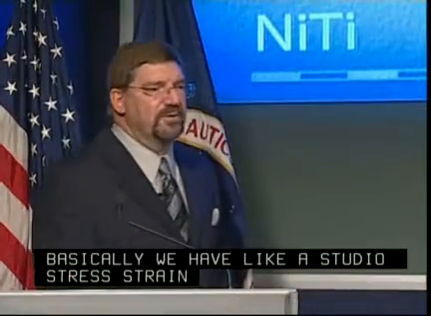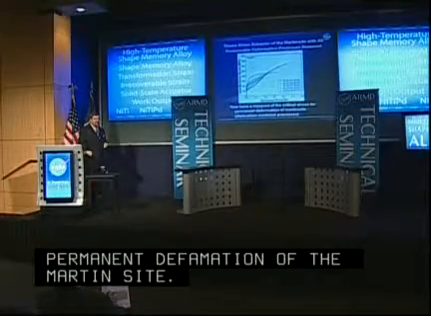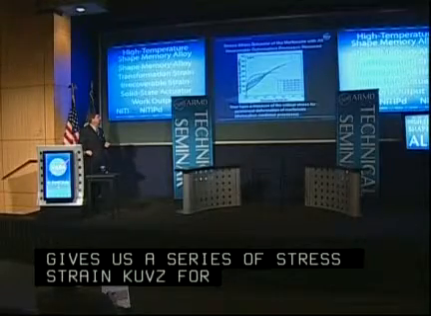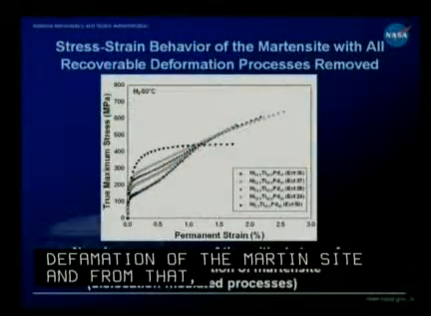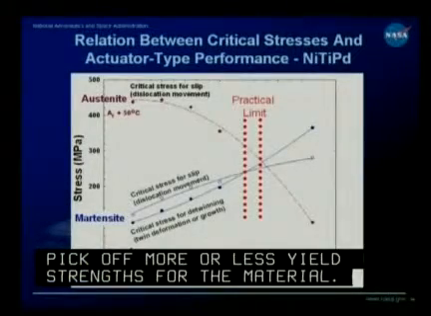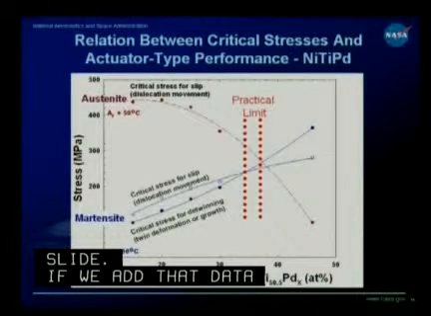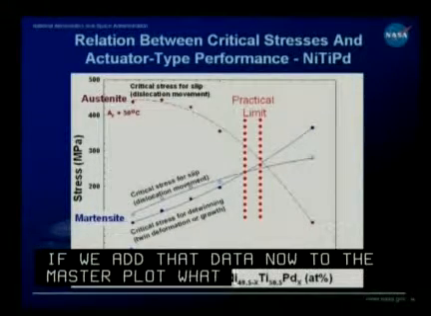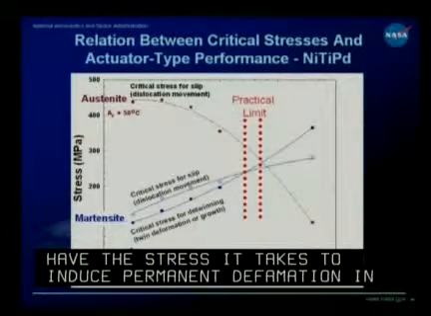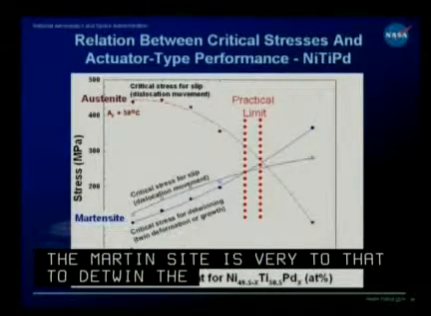If I go to the next slide, please. What that gives us now is a series of stress strain curves for the permanent deformation of the martensite, and from those we can go ahead and pick off more or less yield strengths from the material, and we plotted that on the next slide. So if we add that data now to the master plot, what you see is that the stress it takes to induce permanent deformation in the martensite is very close to that required to detwin the material. And the way we picked off the points, it's actually a little bit closer than what's even shown here.